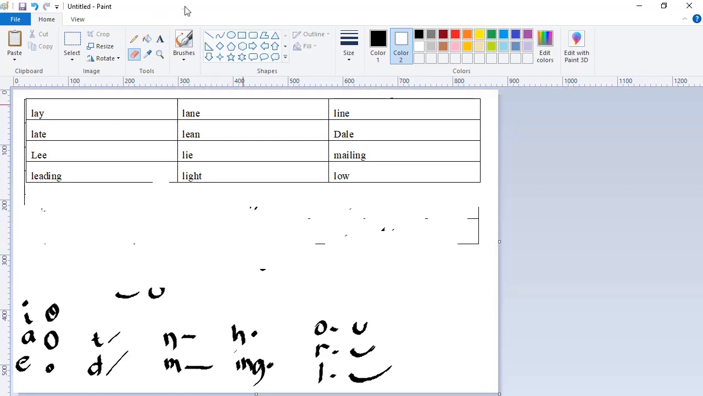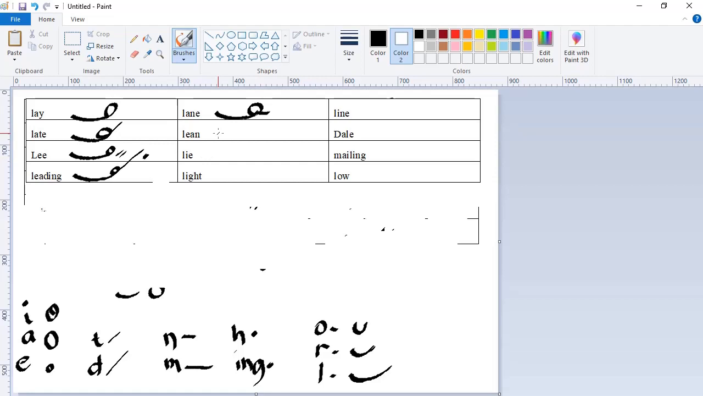So, lay. Lay, we have L and A. Next, late, we have L, A, and T. Li, we have L, E, and then your capital symbol. Leading, we have L, E, D, and then yung ing natin. Next, lane. We have L, A, and N. Lane.